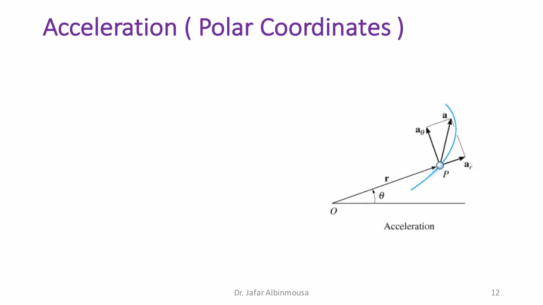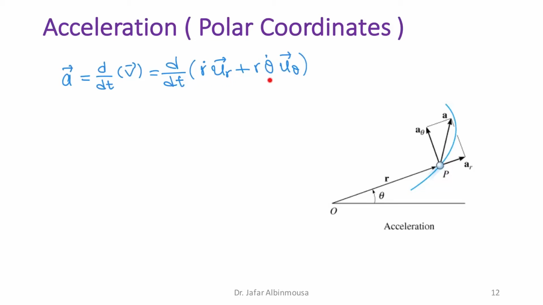Now let's find the expression for the acceleration. The acceleration vector, which is the derivative of the velocity vector, is going to equal d over dt of r dot ur plus r theta dot u theta. If you look carefully, r dot ur, r theta dot, and u theta all change with time, which means we are going to get 5 terms in the acceleration vector. So just focus with me.